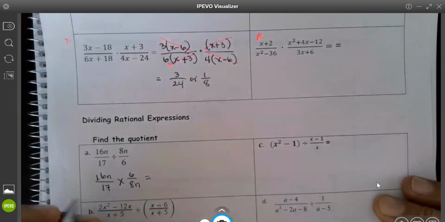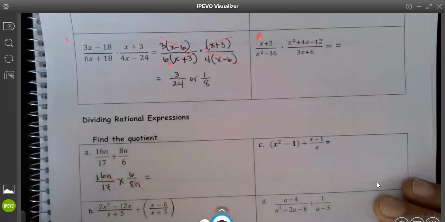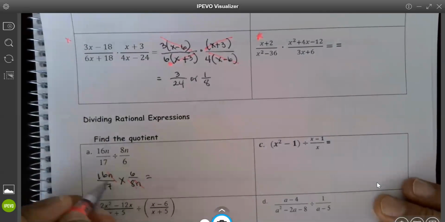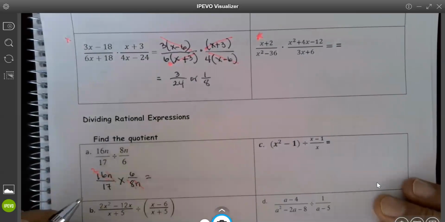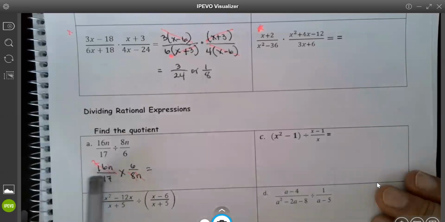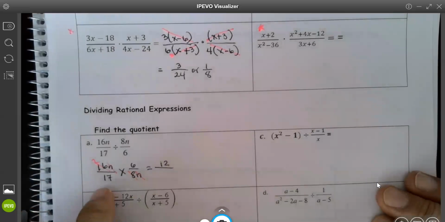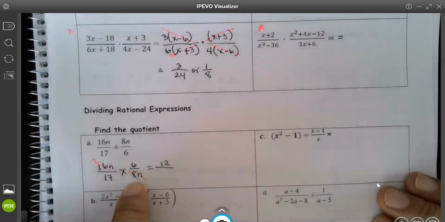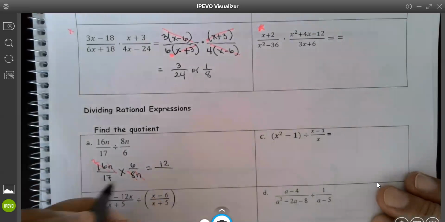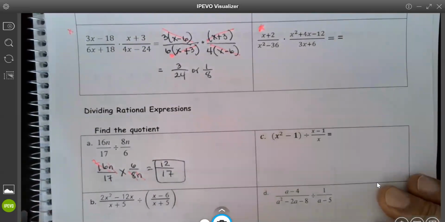So let's see if we can cancel terms. n and n will cancel out. And then 8 goes to 16 two times. So for the final answer, 6 and 17 have no common factor. So 2 times 6 is 12 over 17, only 17. This one has been canceled. So the final answer is 12 over 17.